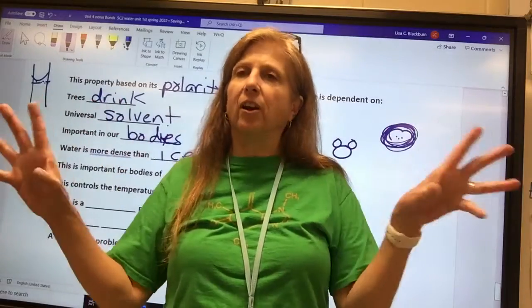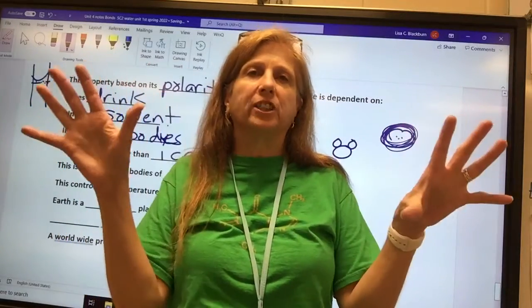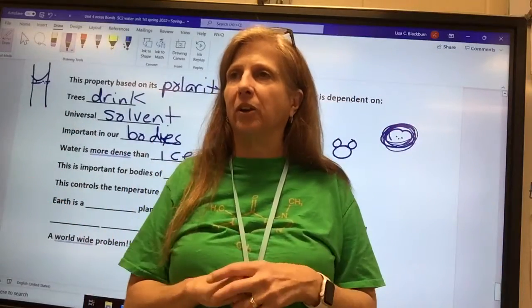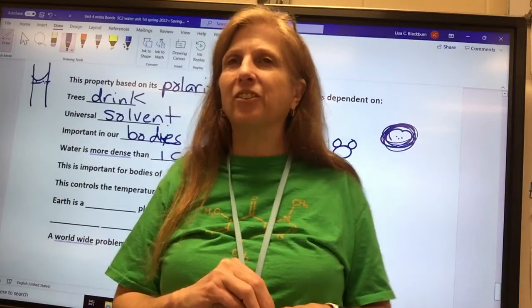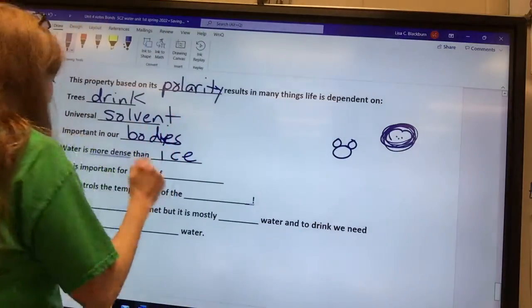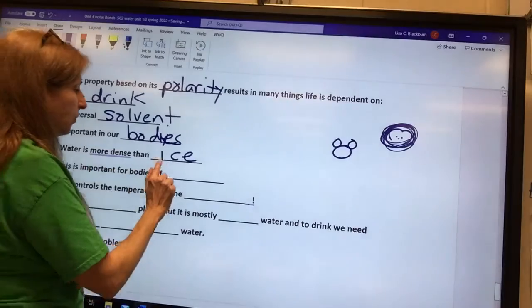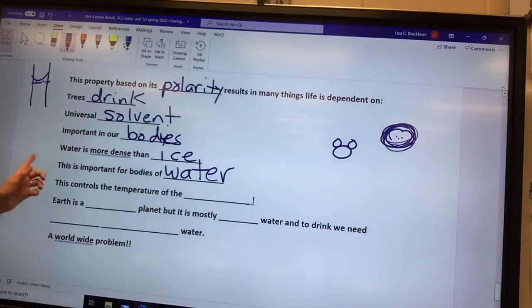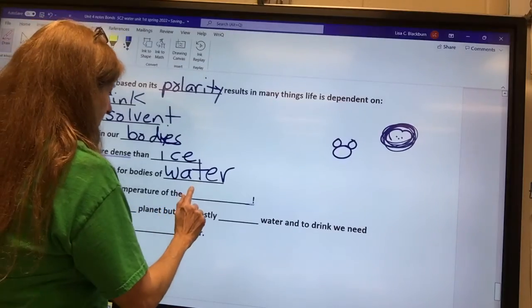The fish are all there all winter long. You can even go ice fishing. And then there they are in the spring, ready to be alive and to continue life. Isn't that interesting? No life on this planet if ice didn't float. Okay, so this is important for bodies of water. They would freeze and all the fish would die. This controls the temperature of the water.